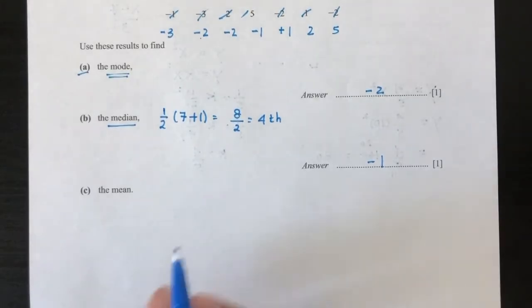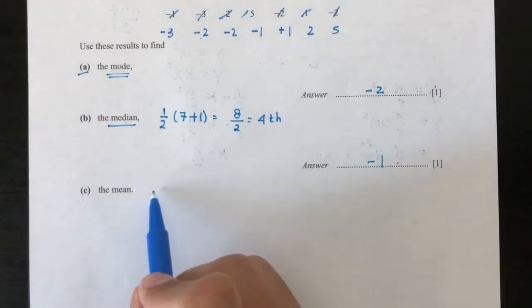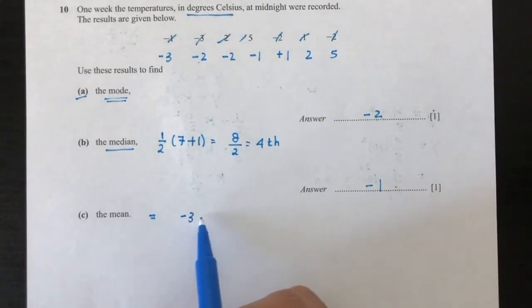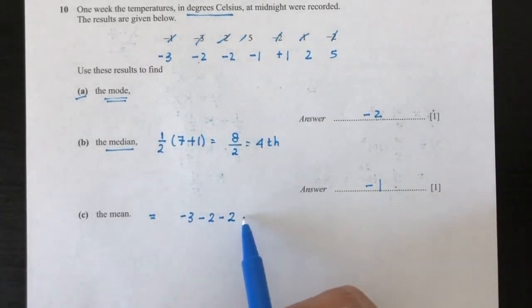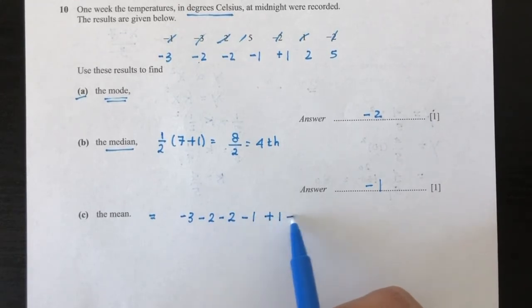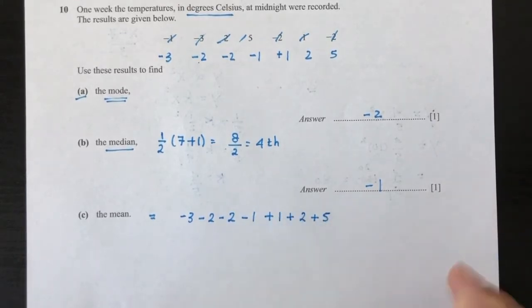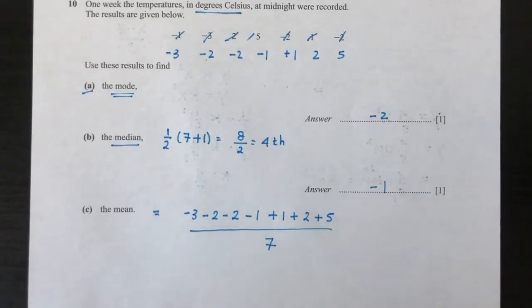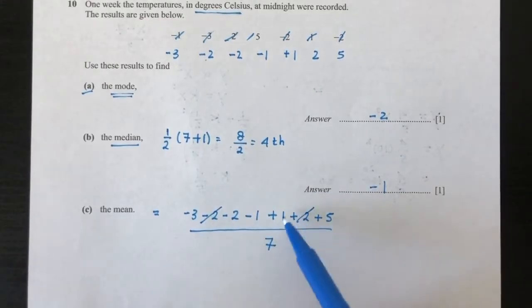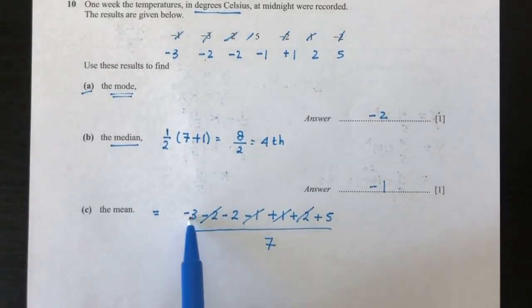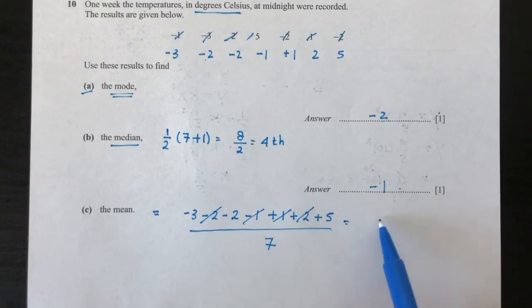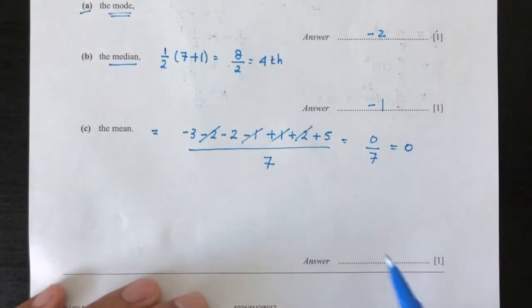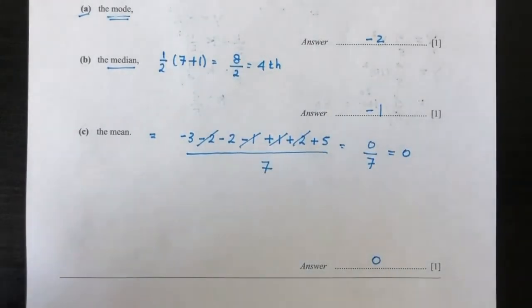Now the mean will be adding everything and dividing by the number of numbers. So if you add everything, you will have minus 3 plus minus 2 plus minus 2 plus minus 1 plus 1 plus 2 plus 5 and divide by 7, which is the number of numbers that we have. So these two will cancel out. This will cancel out. So you have minus 3 minus 2 plus 5. That should be 0 over 7. So your mean will be 0. And that will be your question number 10.